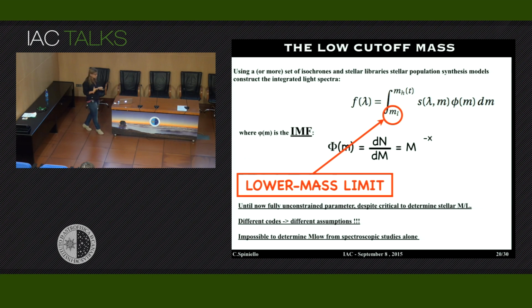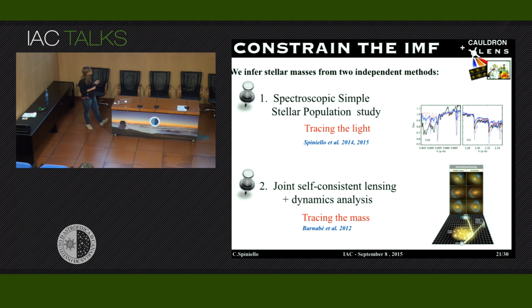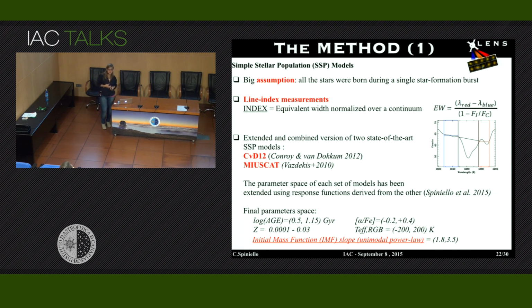So this is very important. I'm not claiming I know the answer. I'm not claiming that I know whether this is universal or not universal and which one is the good one. I'm just saying that we have to pay attention to the assumptions we're making when we're performing such a study. And again, as I said, it's impossible to get the lower mass limit by looking at light. That's why we need something else. We still have the spectroscopic simple stellar population analysis, exactly in the same way I just showed you, and we trace the light, but we add a joint self-consistent lensing and dynamics analysis that is actually tracing the mass, so it measures everything that is there. Okay, by comparing those two independent constraints on the stellar mass, then eventually we could have some constraint or some idea of what's going on with the IMF slope and the IMF cutoff.